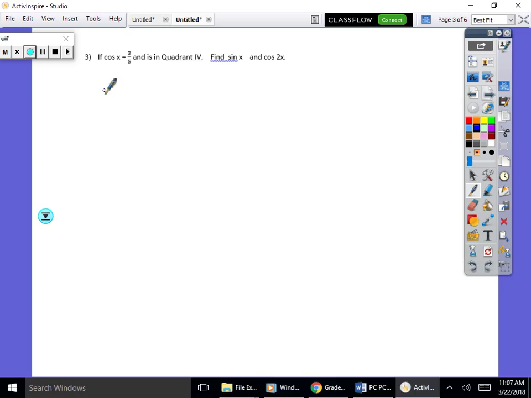Okay, if I'm talking cosine, sine, or tangent, what type of triangle must it be? If I'm talking sine, cosine, or tangent, what type of triangle does it have to be? Right triangle. So I'm going to draw a right triangle. Cool? Okay. Cosine is what? Think of SOHCAHTOA.